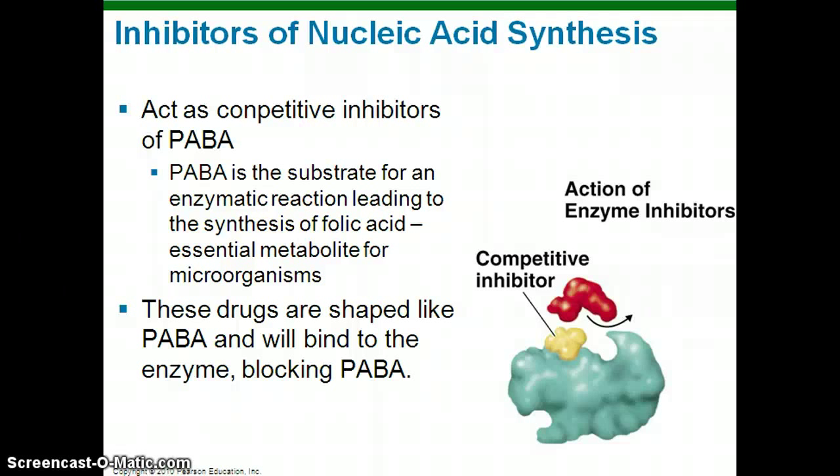Inhibitors of nucleic acid synthesis work very much the same way that competitive inhibitors of the synthesis of essential metabolites function. In fact, PABA would probably be classified more as a competitive inhibitor of the synthesis of essential metabolites. But either way, if it is an inhibitor of DNA or RNA synthesis, it's preventing that from being synthesized. If it is an inhibitor of synthesis of essential metabolites, it's preventing those metabolites from being synthesized, which are necessary for cell growth, cell reproduction, and cell function. But both of them are going to act similar to competitive inhibition.